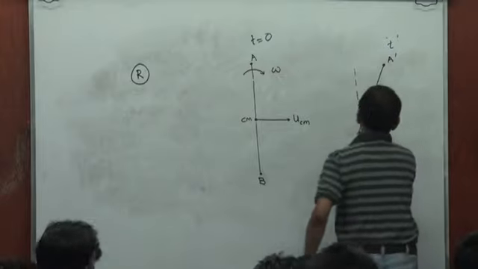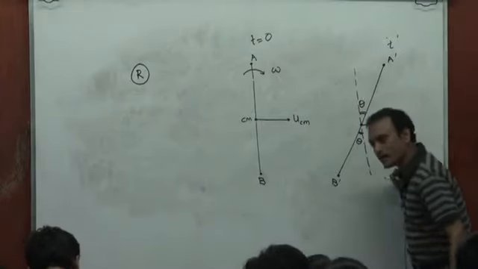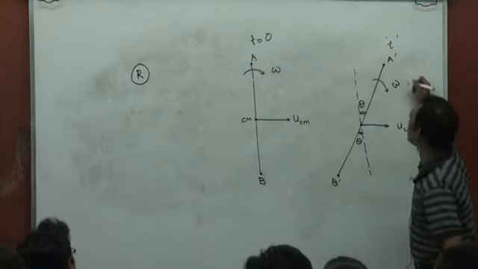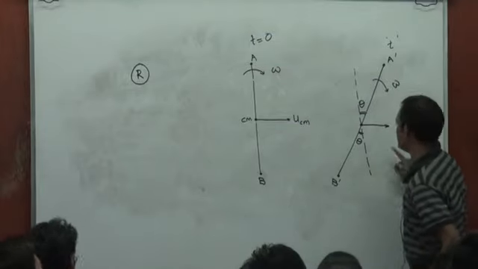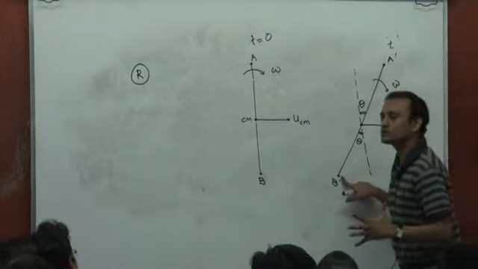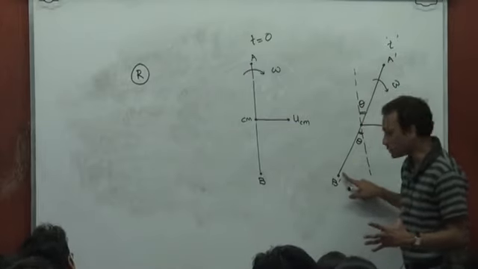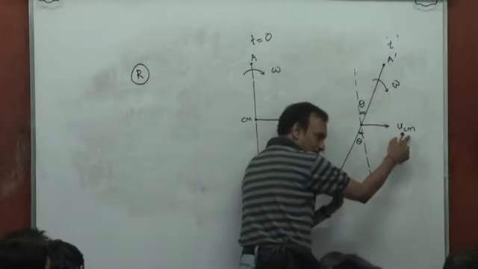The center of mass would have a velocity UCM to the right, and it would still have an angular velocity omega. At this juncture, let's put the velocity aspect of B in place. Right? Velocity of B by superimposing. Because of pure translation, it's going to have a UCM.